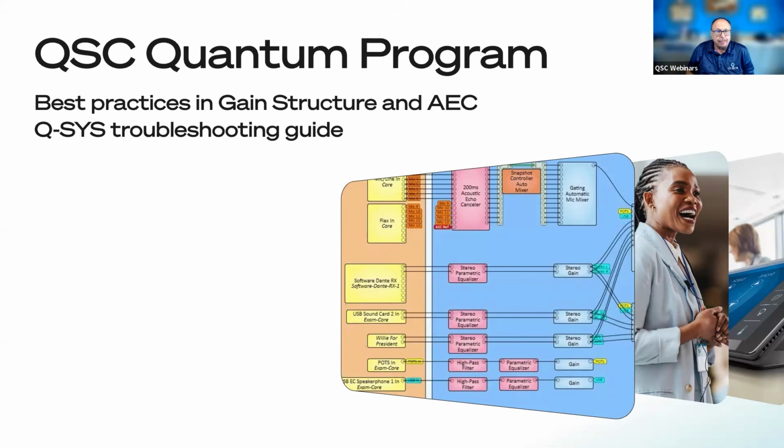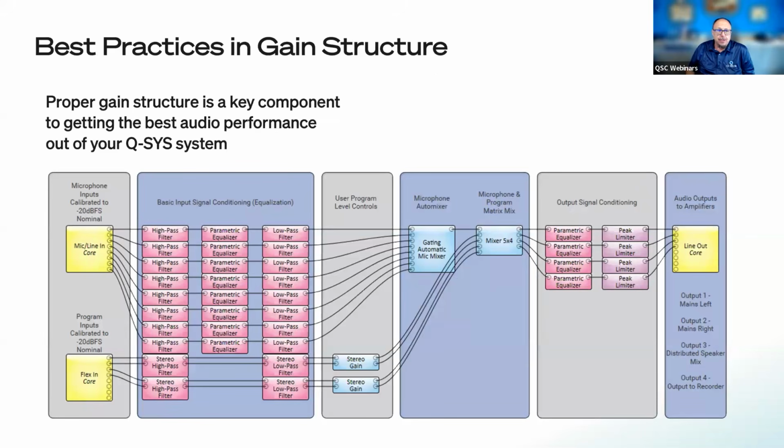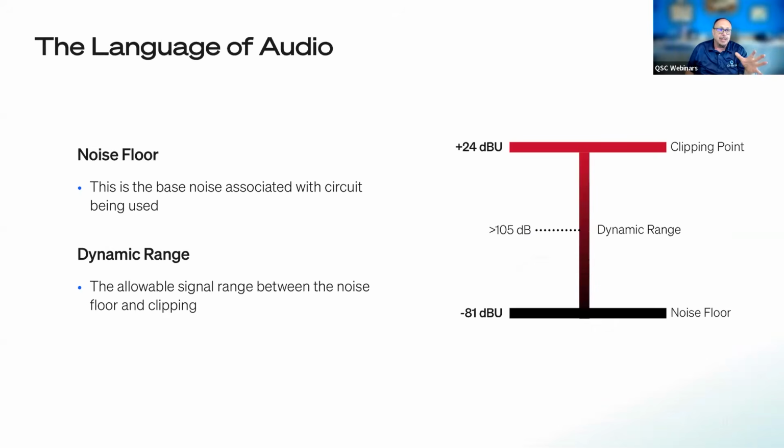So here we go. Proper gain structure is a key component in getting the best performance. We have a typical signal level here, but the very first thing we need to do is start defining some terms. There might be terms we're going to use along the way that you're not familiar with, or you've heard but don't understand. We're going to give you just a 100-foot view of what those are so you have a good understanding. So, the language of audio.